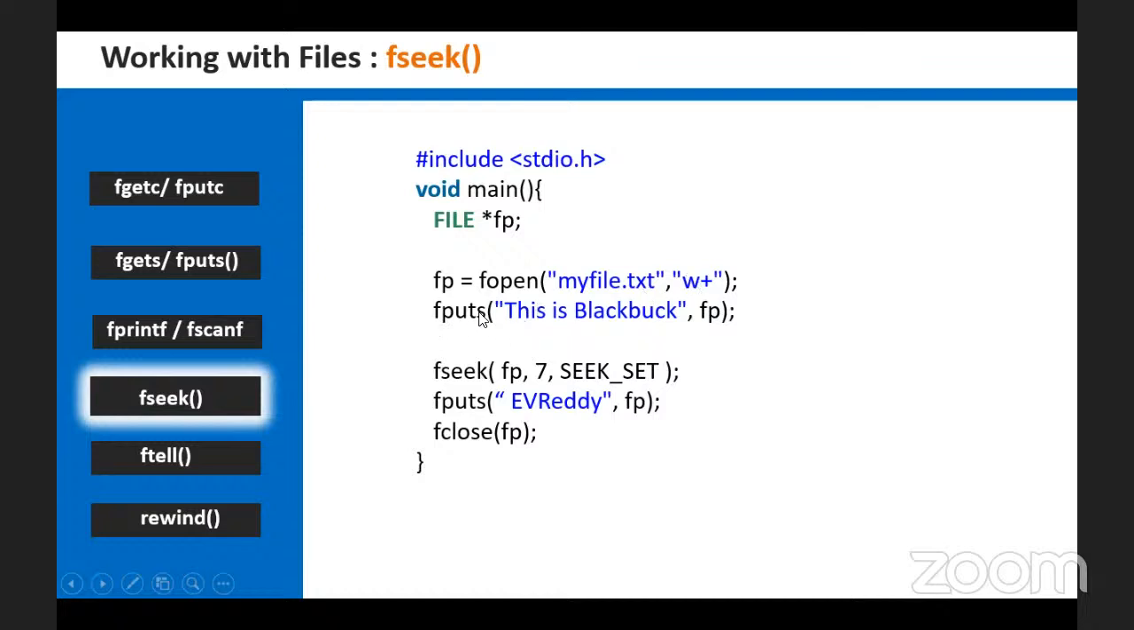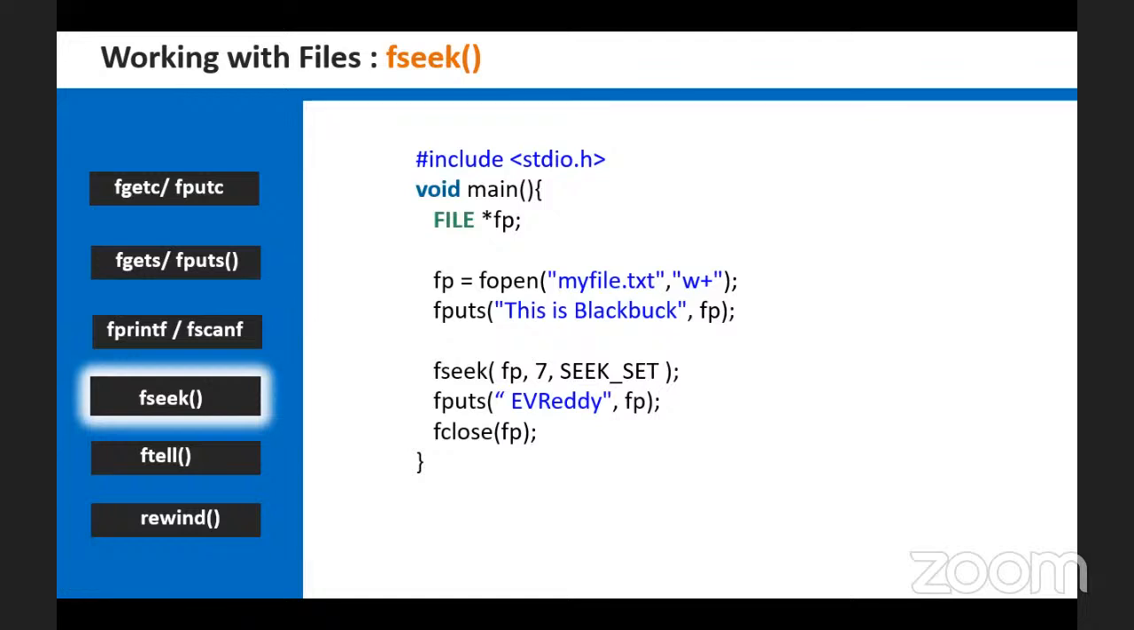Now, using fputs or fprintf, whatever it may be, right? But I want to write one small example for understanding fseek. That's why I just kept one string. "This is Blackbuck." That string is written to the file pointer. Now, what is there in the file? "This is Blackbuck" is the content in the file myfile.txt, right? Now, in this, what do you want to do? What is your required operation?